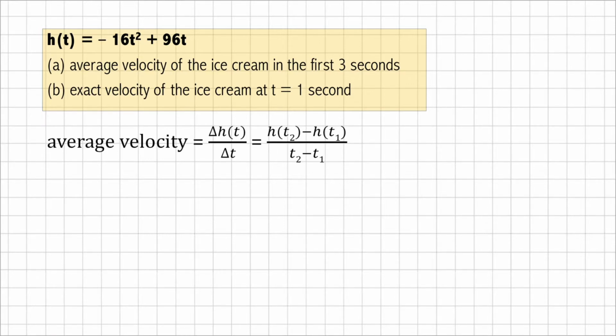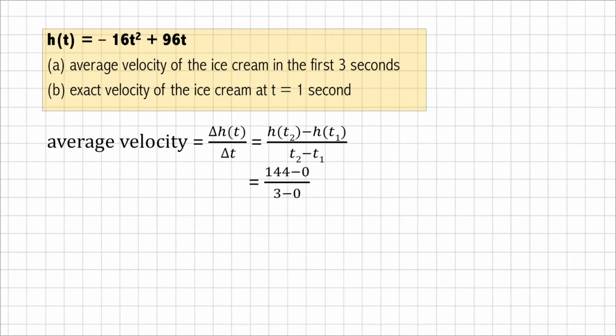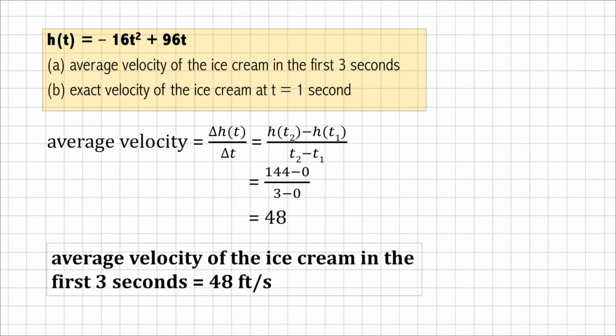Doing this, we have the difference between the two heights, or the height interval, over the time interval. The time interval in this problem is between t equals 0 and t equals 3, as it states in the first 3 seconds. So plugging 0 into the height function, we get h(0) is 0, and h(3) is 144. Finally, after these values, we get that the average velocity for the first 3 seconds is 48 feet per second.